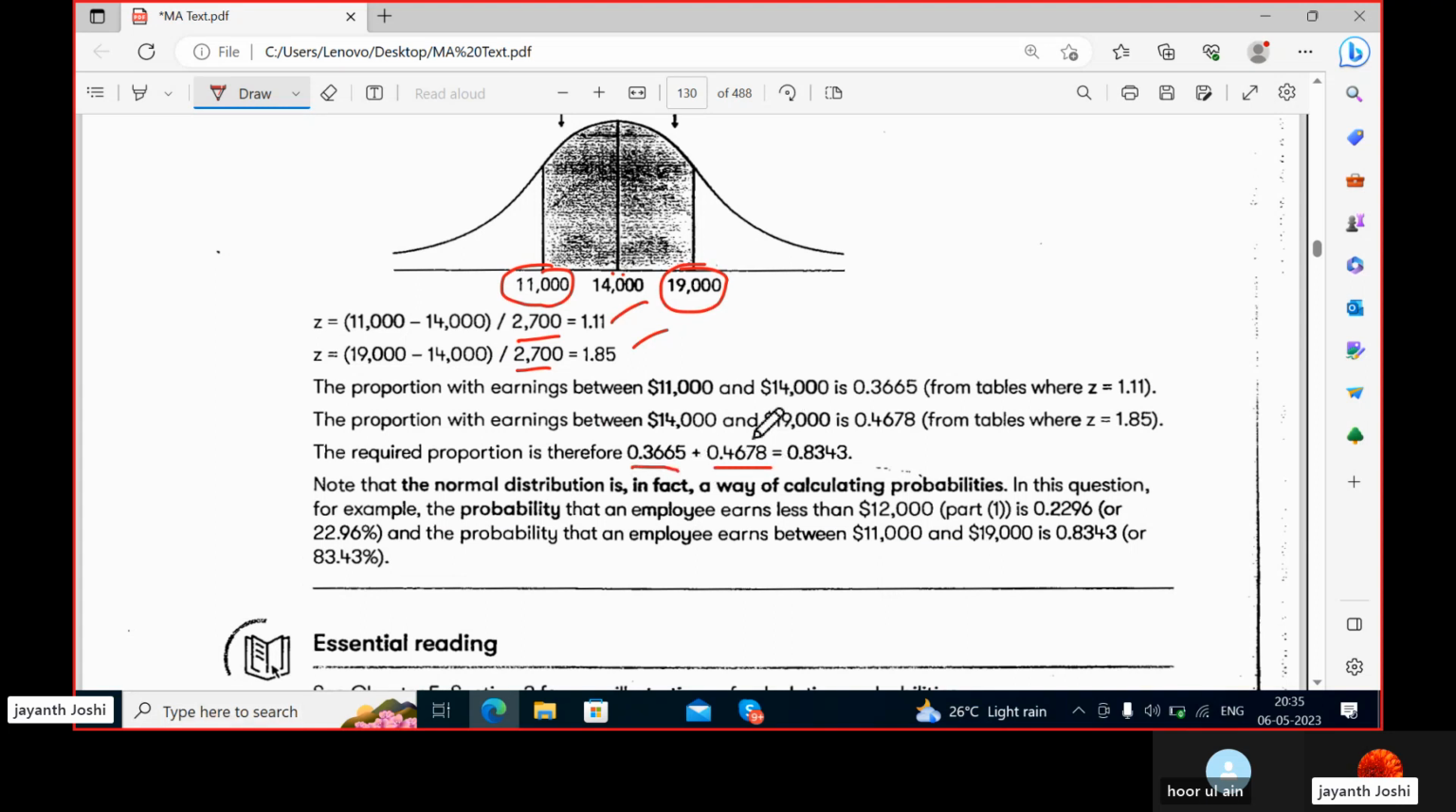They're not asking you less than or more than here. They're asking you the proportion of earnings between this and this. So you need not take 50% and subtract something, because they're asking exactly for this total area. The probability of being here is 0.3665, and the probability of being here is 0.4678. When we have the probabilities, we add them up and get the entire area of this region, correct? So we get this.